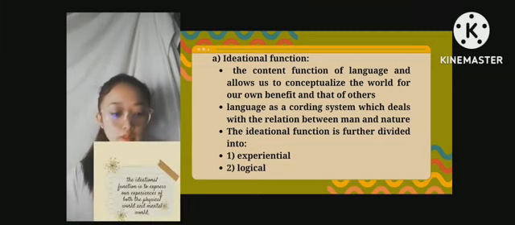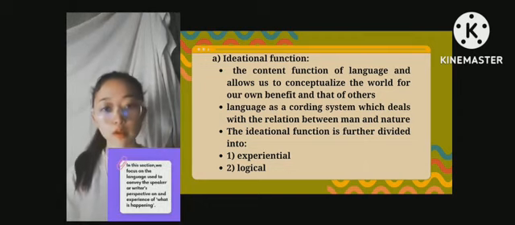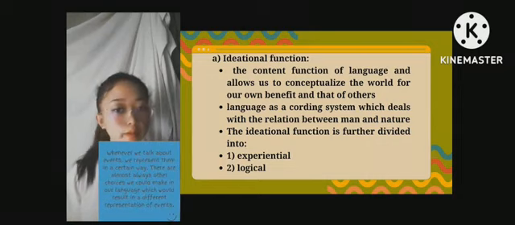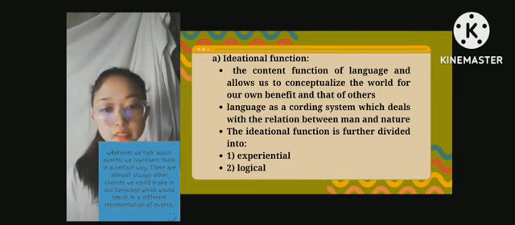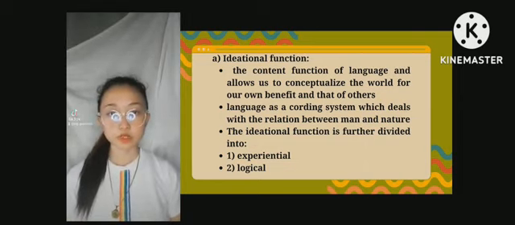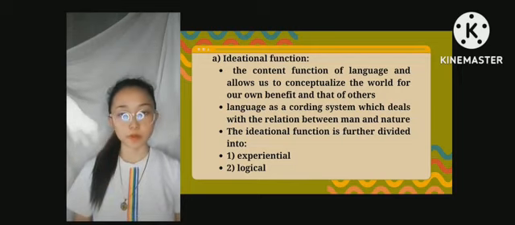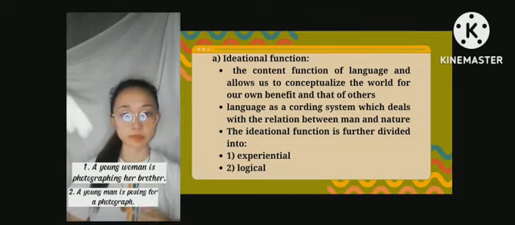The ideational function is to express our experiences of both the physical and mental world. In this section, we focus on the language used to convey the speaker or writer's perspective on an experience of what is happening. Whenever we talk about events, we represent them in a certain way. There are almost always other choices we could make in our language, which would result in a different representation of events. For example, the event represented in this image could be expressed verbally in different ways. For example, 1. A young woman is photographing her brother. 2. A young man is posing for a photograph.